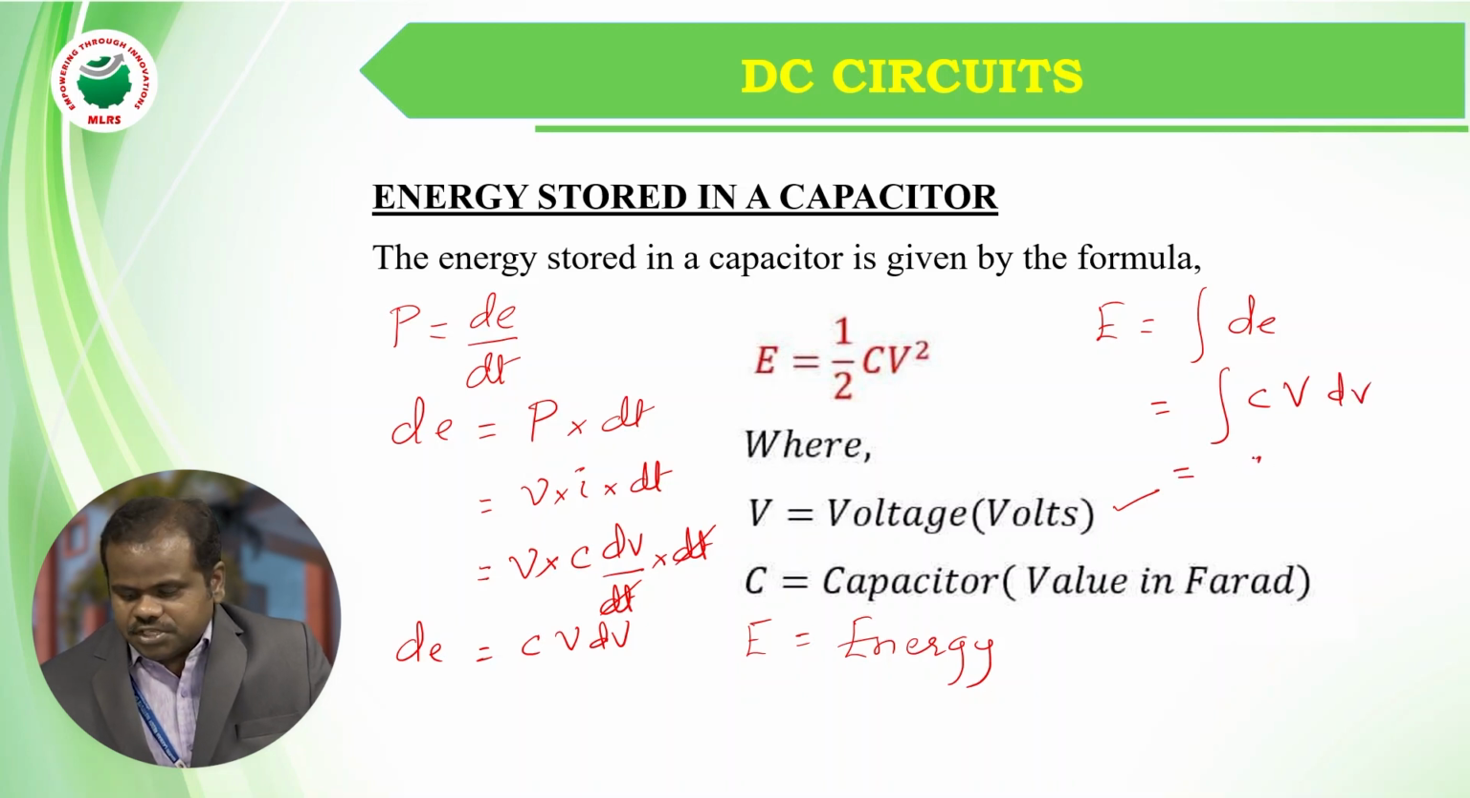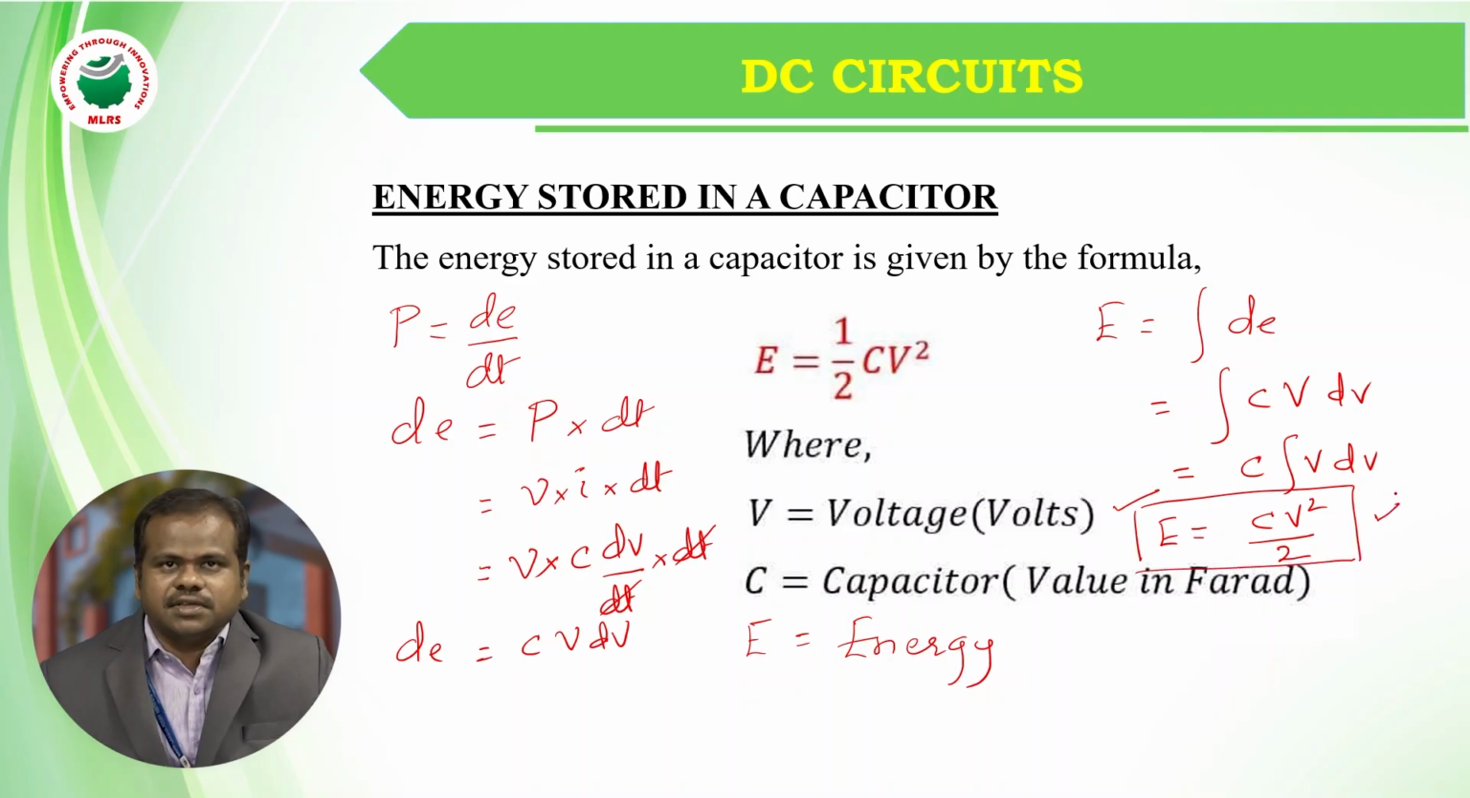So C being a constant parameter, integral of V into dV is equal to C into V square by 2. So therefore, the energy stored in a capacitor is given by half CV square.